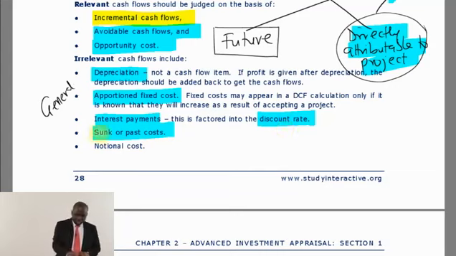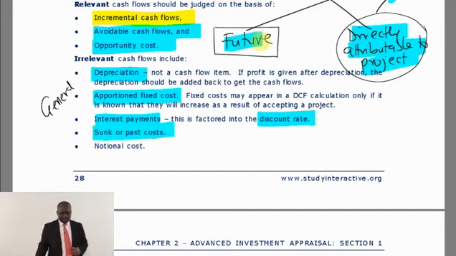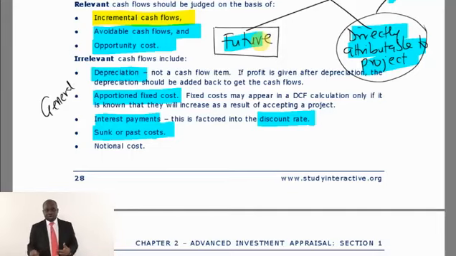Okay, next, sunk cost. What is sunk cost? We said for the cash flow to be relevant, it should relate to the future. Okay, so sunk cost is an alternative name for past cost. Because the cost is already incurred, you cannot avoid it. So whether you decide to go ahead or not, it relates to the past. It has already been incurred, which is very similar to committed cost.